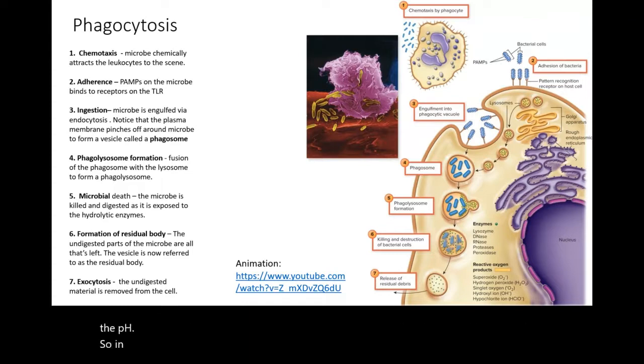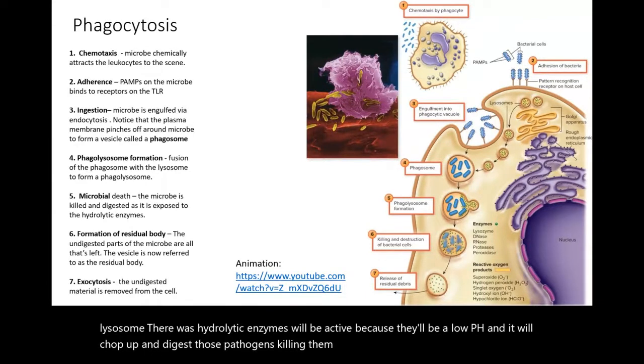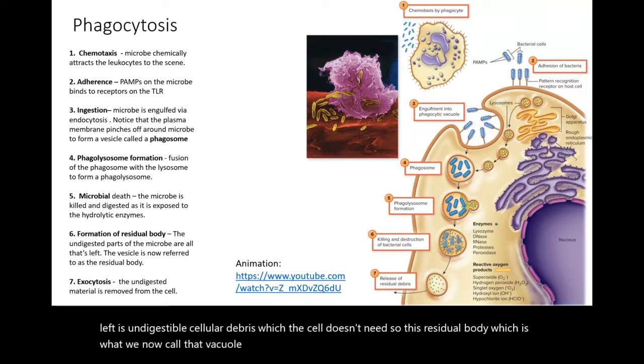So when the lysosome comes and fuses with the phagosome, which we now call the phagolysosome, those hydrolytic enzymes will be active because there'll be a low pH, and it will chop up and digest those pathogens, killing them. So once that process is done, now all that's left is undigestible cellular debris, which the cell doesn't need. So this residual body, which is what we now call that vacuole, is going to leave the cell via exocytosis.